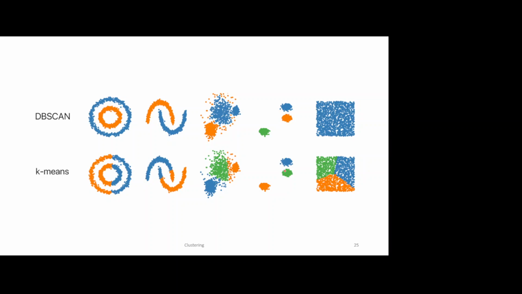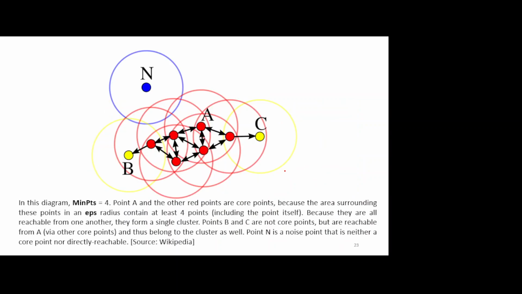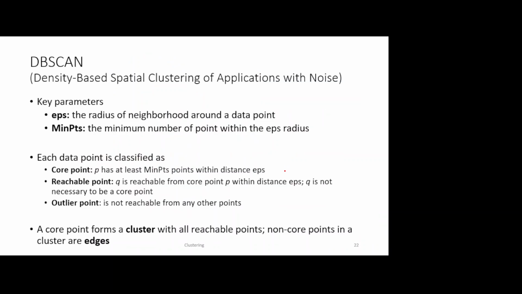So we showed some advantages. DBSCAN can outperform K-means. So how does it do it? In DBSCAN there are 2 key parameters. One is EPS, the radius of the neighborhood around the data point. Inside the radius, we consider the points to be neighbors. So it's called EPS.